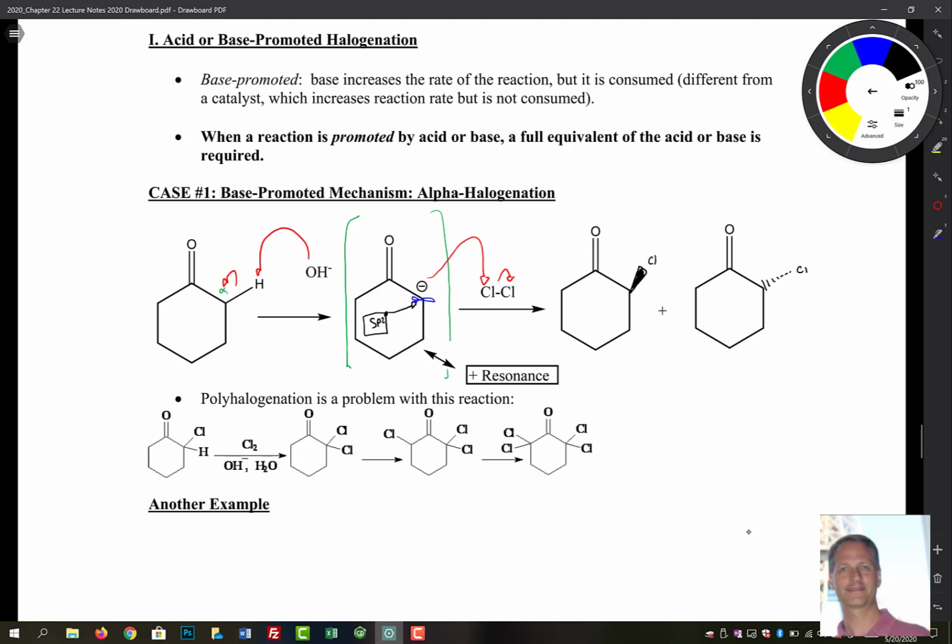Now, one of the problems here is that this reaction is easily polyhalogenated. Chlorine in the presence of hydroxide and water easily gives you the tetrachlorinated product. For our class, we will just monohalogenate. So as far as predicting products with your homework, your textbook and exams, that's what you want to write as your products.